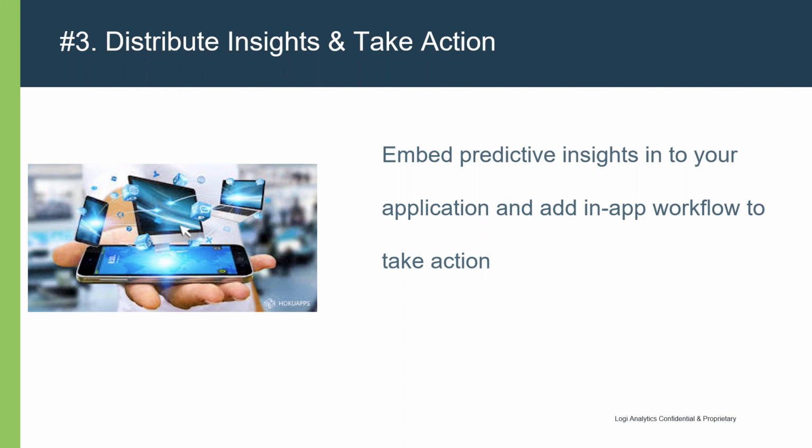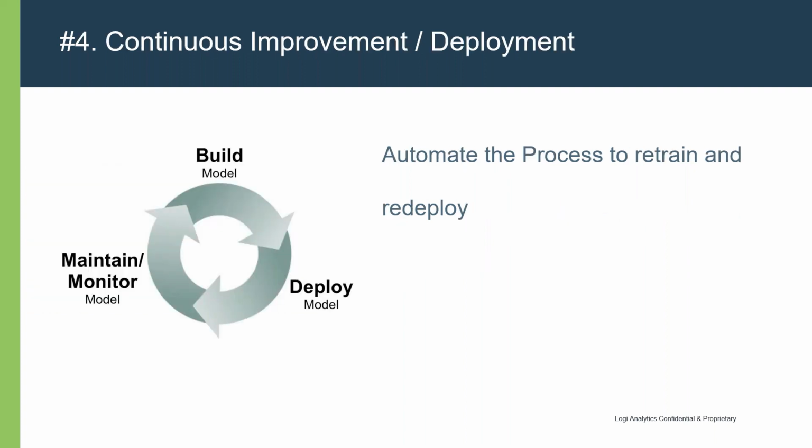I remember the acronym PDA: predict, distribute, and act. The easiest part is the prediction. Once the prediction is done, it won't have any impact unless you distribute the information within the context of the application the people are using and enable them to act upon it inside the application they are currently using. And finally, last but one is automate the process.